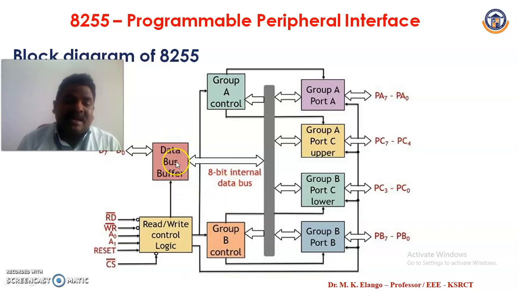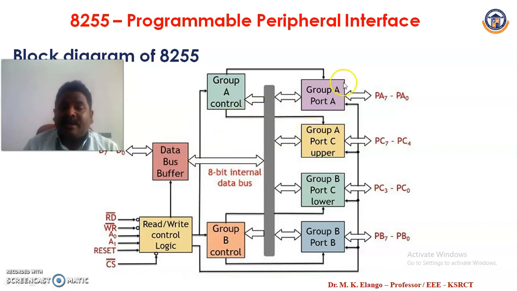And this is the data bus buffer. With the help of the data bus buffer, data signals are improved, and for the remaining 8 control signals, the read write control logic is going to control the read operation, write operation, and port selection, that is A0, A1, and reset. Chip selection is also taken care of by this read write control logic. Once the 8255 is going to function, chip selection is needed, right? So this is the internal architecture or functional block diagram of 8255, right?